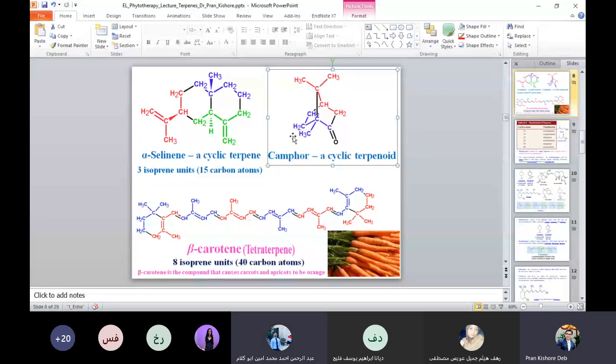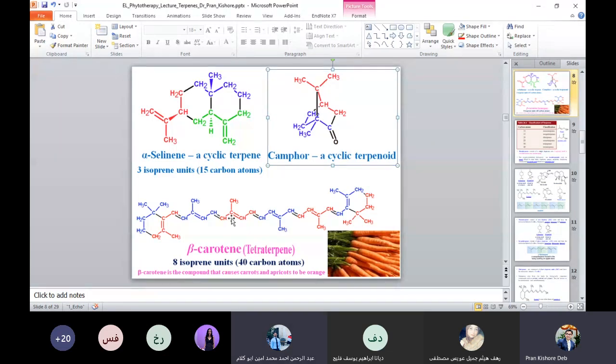Camphor is an example. How many isoprene units and how many carbon does it contain? 2 isoprene units, 10 carbon. Is it a terpene or terpenoid? Terpenoid, there's oxygen. In which form is oxygen present? Ketone. Yes, it is present in the ketone form, right?